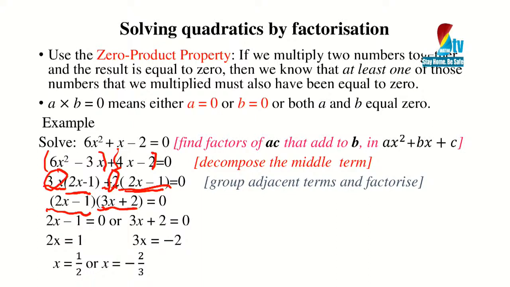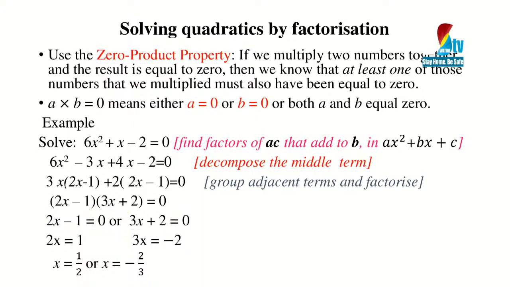Now we can use the zero product property: this number times this number equals 0, which means that either 2x minus 1 equals 0 or 3x plus 2 equals 0. Then we can solve the two linear equations separately.